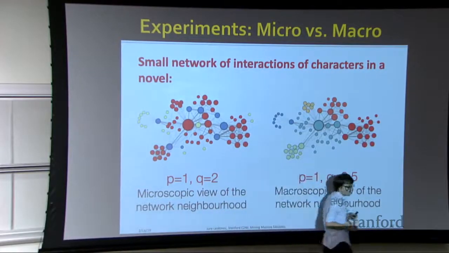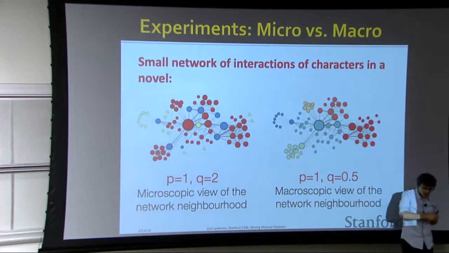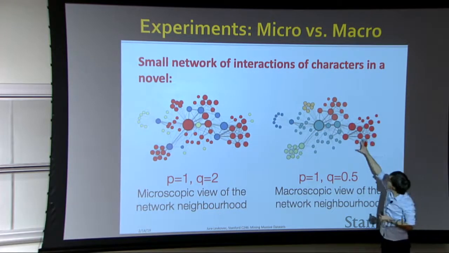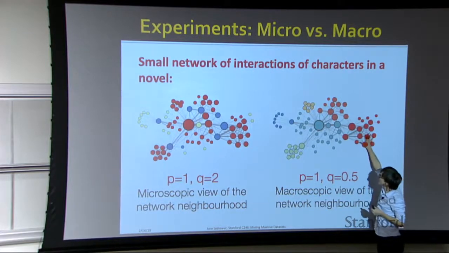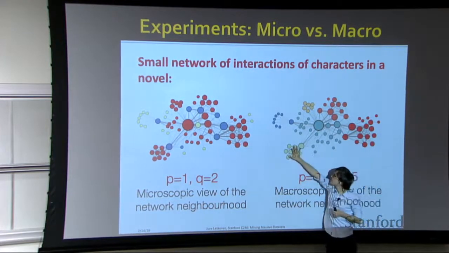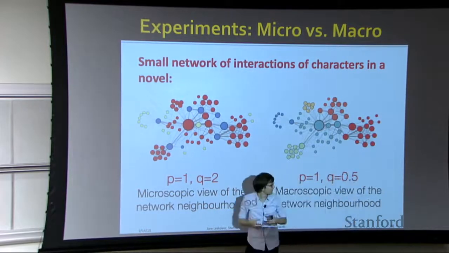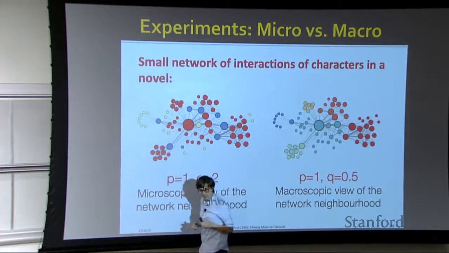While if you run P equals 1 but Q equals 0.5, so now the walk away parameter is stronger and you walk farther out, you get this more macroscopic view of the network, right? So now the red nodes are clustered together in the embedding space, yellow are here, light blue are there, and so on. So now you essentially try to find almost like communities in this network.